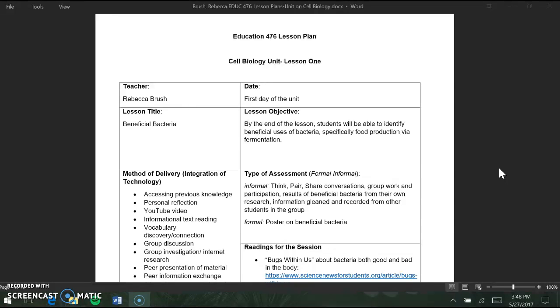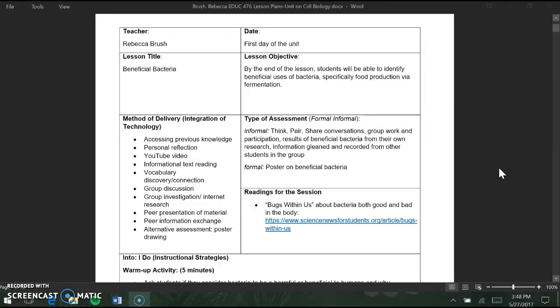And so we did a couple different types of activities. We accessed their previous knowledge. They do have information on bacteria at this point in their coursework of the year. I wanted them to look at what they know. I had them watch a short video. We read some text on the internet. We went over vocabulary. There's a group discussion. Then there's a group investigation where they do some internet research. Then they present the material that they learned from their internet research to each other, exchange it and write it down. So they're learning from each other. And then as an alternative assessment, we did a poster drawing on the beneficial bacteria.